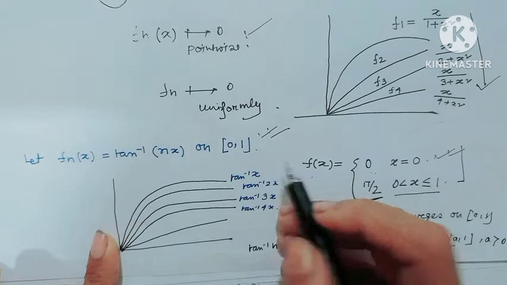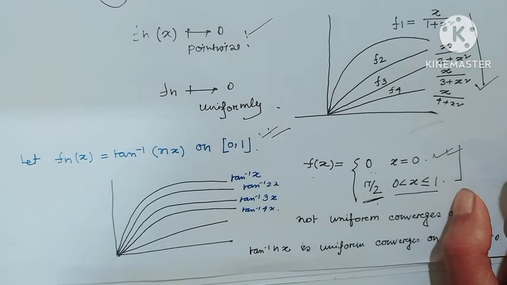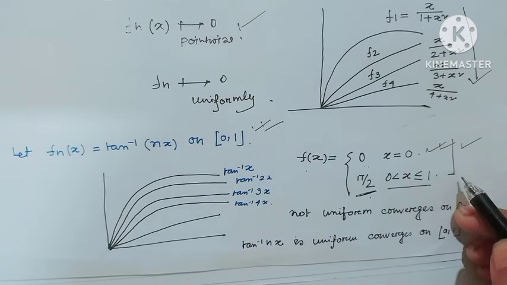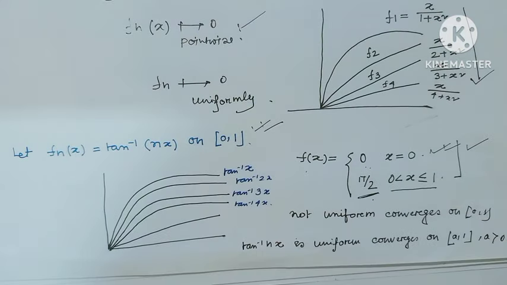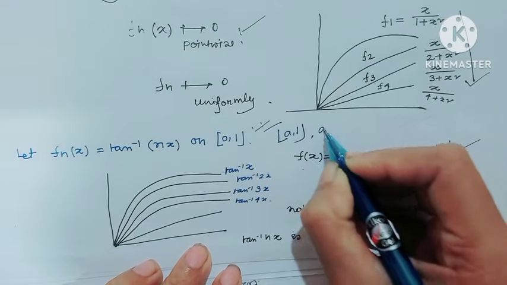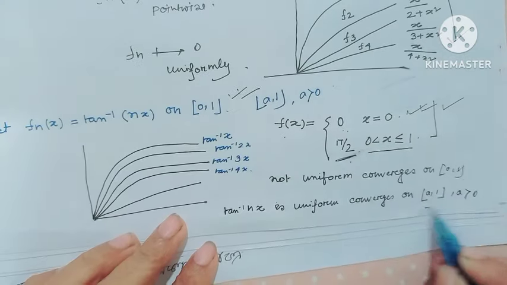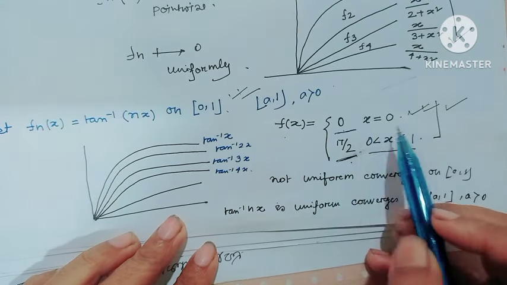We know that when f is continuous, then we can apply the first condition of uniform convergence. But here f is not continuous, so the convergence is not uniform on the closed interval [0, 1]. But if we take the interval [a, 1] where a is greater than 0, then this is uniform convergence, because the continuity breaks only at the point 0.